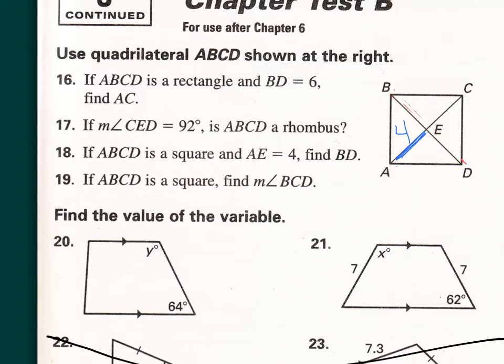And in number 19, get all that out of the way there for you. In number 19, again, if the whole thing is a square, what would BCD, what would this angle right here have to be if it's a square? Use your head on that one.